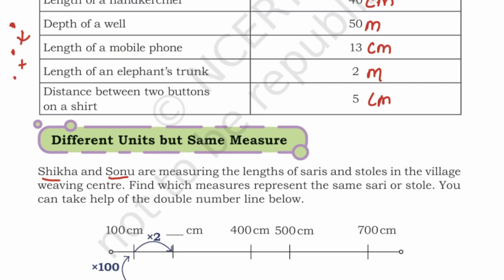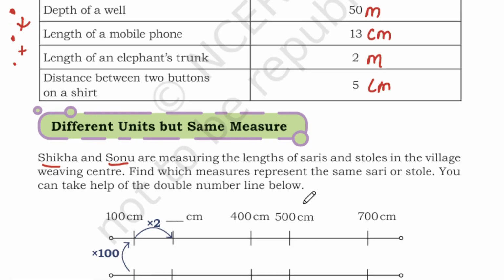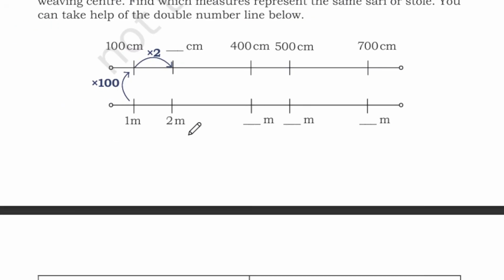So there is a double number line below, so we can take help of the same. Here we have 100 centimeter into 2 and dash centimeter. Let's do this one by one slowly so that you can identify easily. So we have a double line here. We can take help of the double line also.